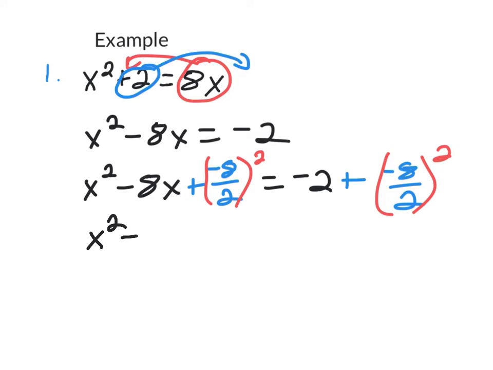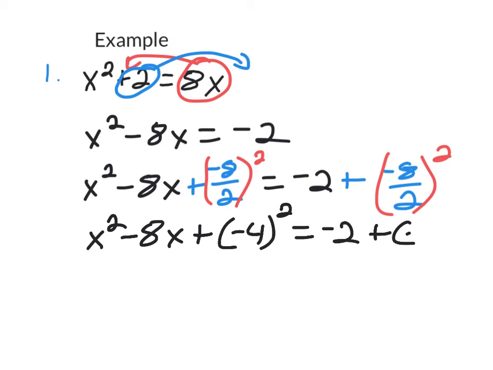So it's x squared minus 8x plus, and then in parentheses, a negative 4 squared equals negative 2 plus, and then in parentheses, a negative 4 squared. All right. These parentheses tell you that you need to actually square negative 4. So that's negative 4 times negative 4. All right. And when you do square a negative 4, you get a positive 16.